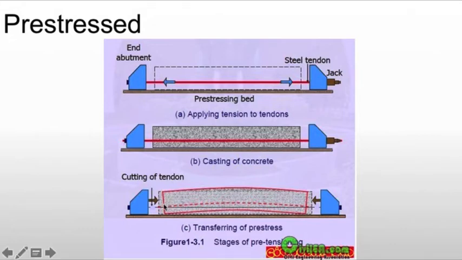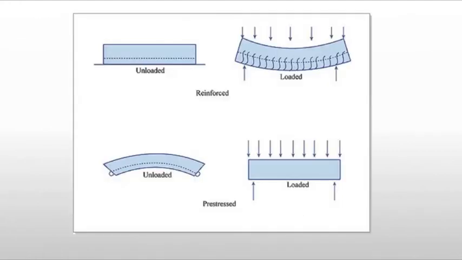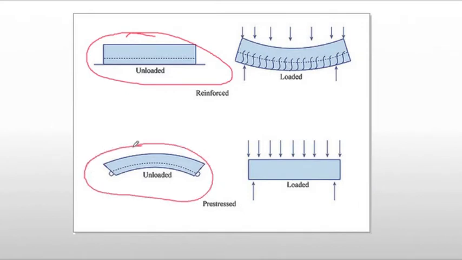So if you have ever seen massive concrete girders going to a construction site, usually a highway construction site, you'll notice they all have an arch to them, just like this bottom version. There's a reason for that, which is this. Now, here we have reinforced and prestressed. And unloaded means there's no weight on it. So in an unloaded state, reinforced concrete is just flat, which you would think is what you want, whereas prestressed actually has that arch to it.